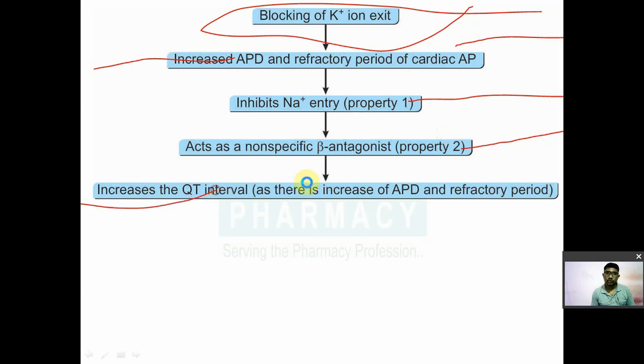It increases the QT interval, as there is an increase in action potential duration. As it increases the action potential duration, it increases the QT interval and refractory period. So this is the mechanism of action of your amiodarone. Amiodarone is a broad spectrum anti-arrhythmic drug.